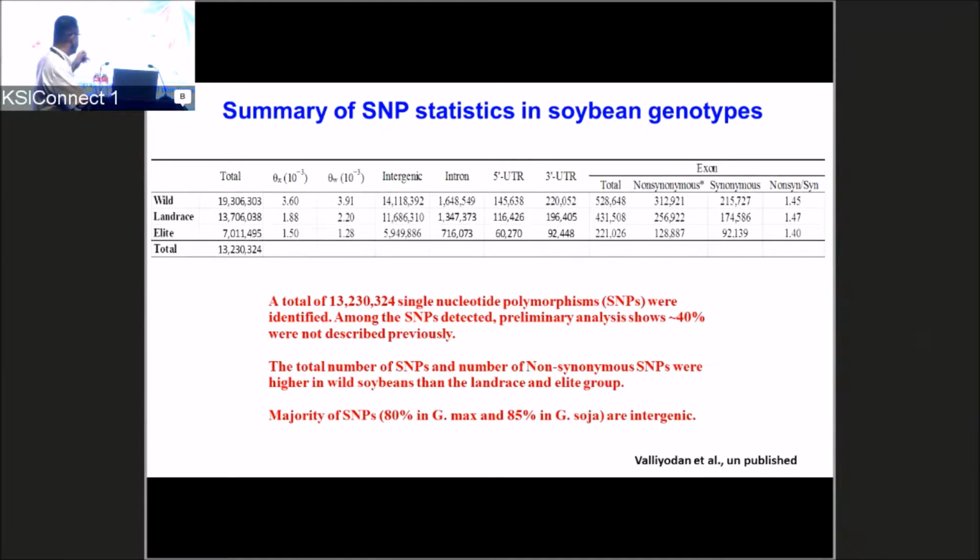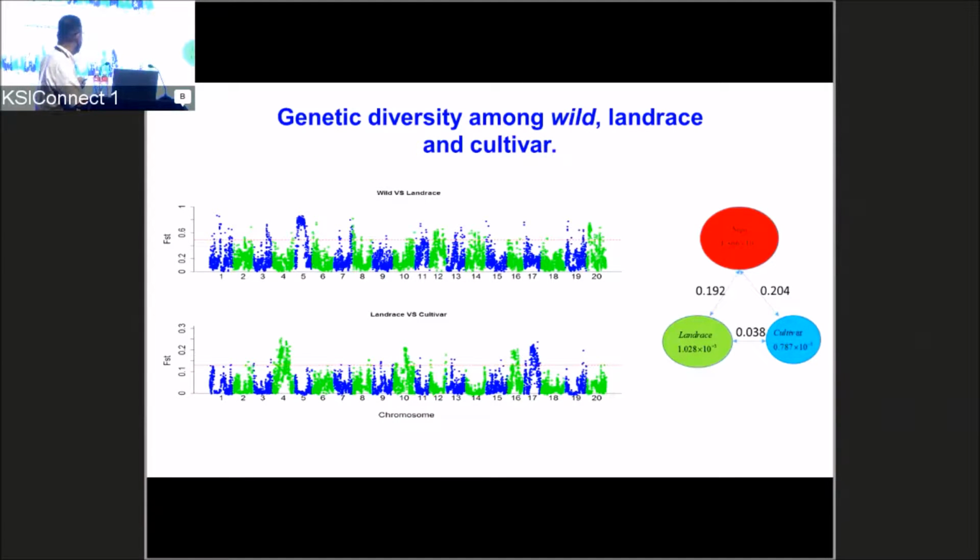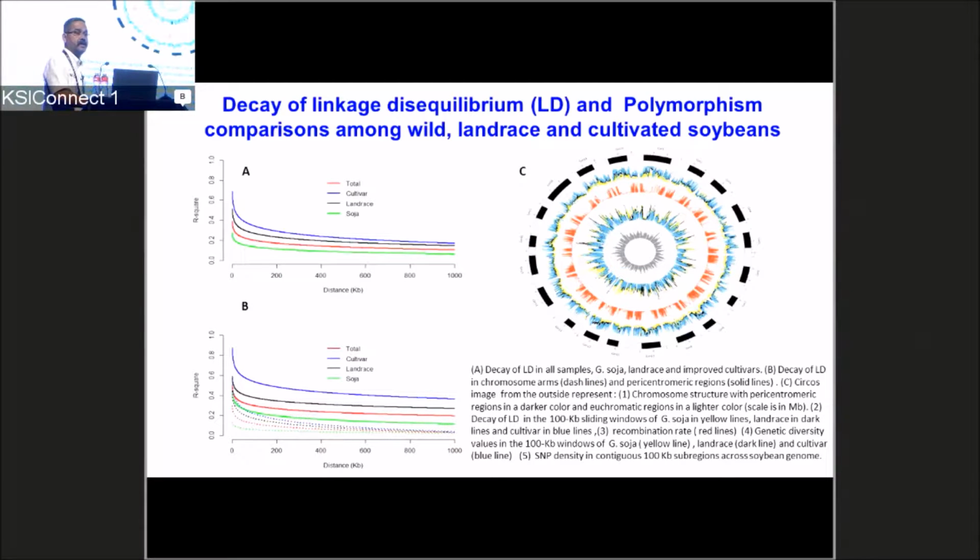When we arranged all the SNPs, we could classify soybeans by where they originated from and which group to look at. Then we can clearly identify the diversity of soybeans when comparing wild type, landrace, and cultivars. We can also find gene presence and absence variations, or structural variations, in soybeans. So we set the stage: we made a great genomic resource to look at the phenotypes.